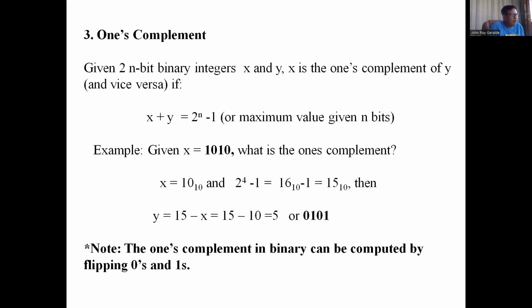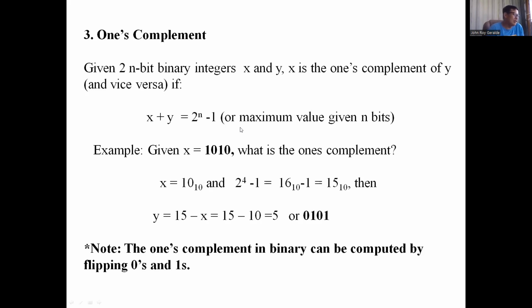So, the value of 1010, I think I made a mistake here. Anyway, 2 to the 4 minus 1 is 15, 16 minus 1. And 1010 is 10 in base 10. X here is equal to 10 base 10: 1, 2, 4, 8, 2 plus 8 is 10. So 15 minus 10 is 5. So the 1's complement of 10 is 5, because 10 plus 5 equals 15. Do you get my point? Do you have problems?